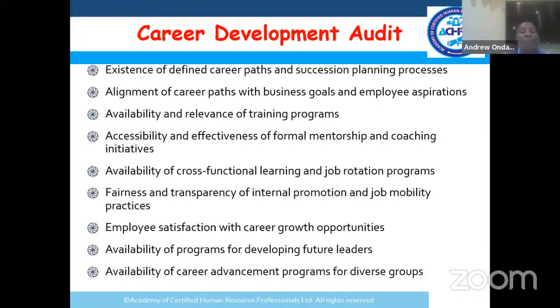Next is the availability of cross-functional learning. Why? Because in modern day, we want people who have skills and knowledge in other areas. For example, we have somebody in marketing who can do something in advertising, somebody in finance who can do something in accounting, because these are related functions. And how can we do this? We can do that through job rotation and multitasking or training.